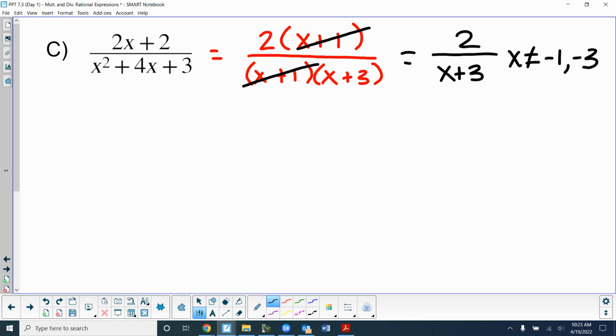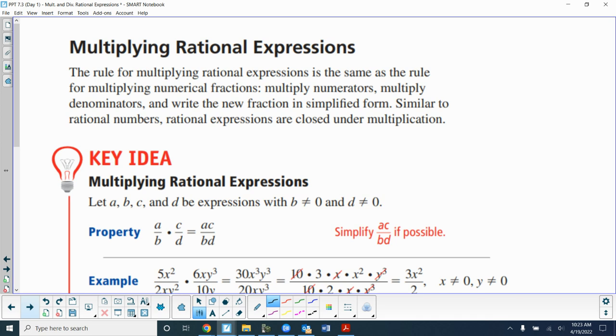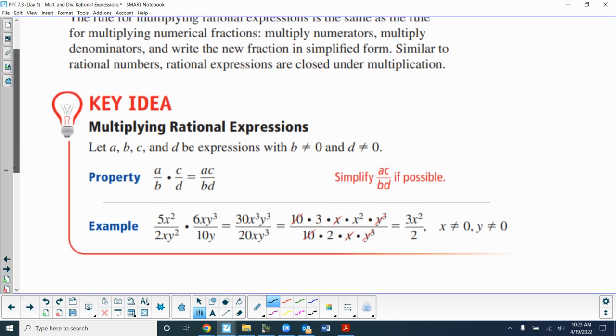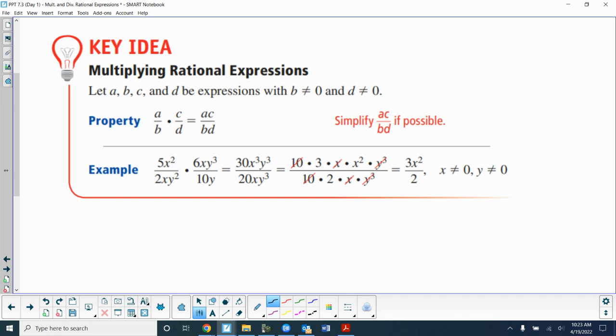No, not yet. We're going to multiply also. Okay? All right, we're going to multiply. When you multiply fractions, you just multiply straight across the top and the bottom. Okay? But, so what they did here is they went 5 times 6, get 30. X squared times x was x cubed. And then there's the y cubed. And then 2 times 10 was 20. X, 1x, and then y squared and a y is a y cubed.